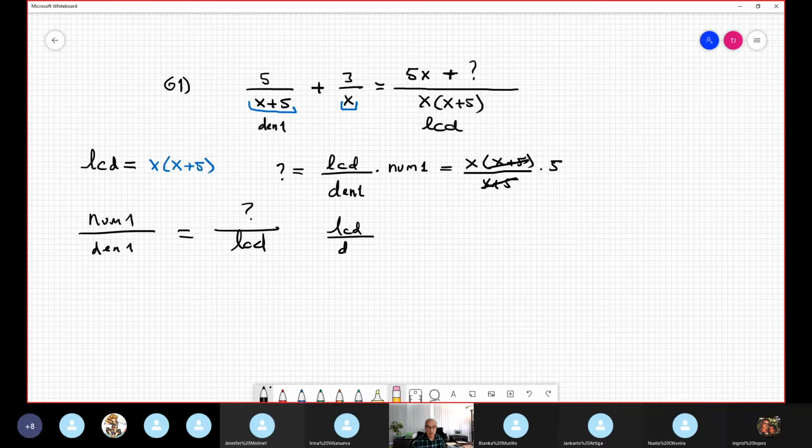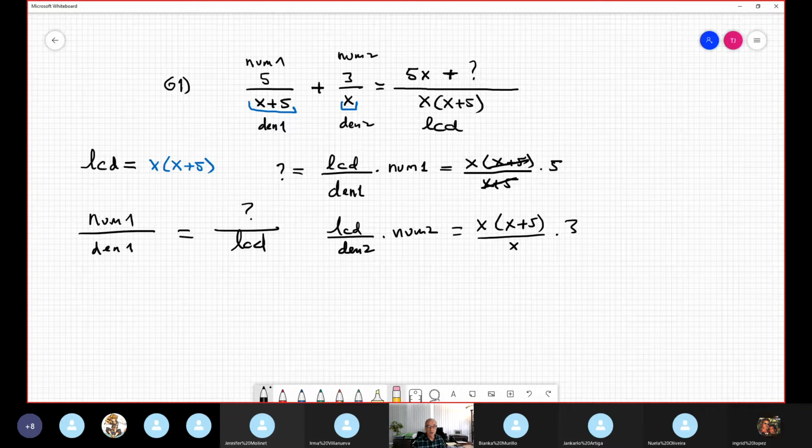The second, the same formula. LCD divided by denominator 2, multiplication by numerator 2. This is denominator 2. This is numerator 2. This was numerator 1. So LCD is x times x plus 5 divided by x, which is denominator 2, multiplication by the corresponding numerator, which is 3. This cancels out, boom, boom. And I stay alive with 3 times this. Okay, I copy now. 3. I prefer to put the coefficients in the front, x plus 5. And that's it. Now, I continue.